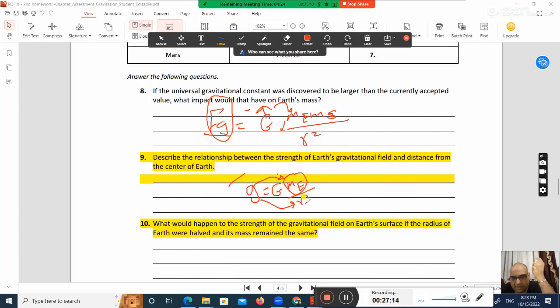Let's say the core of the Earth, as R represents the distance from the core of the Earth towards the Earth's crust, then the height of the object from the Earth's crust. Here is RE, here is H, and R is the summation of RE plus H.